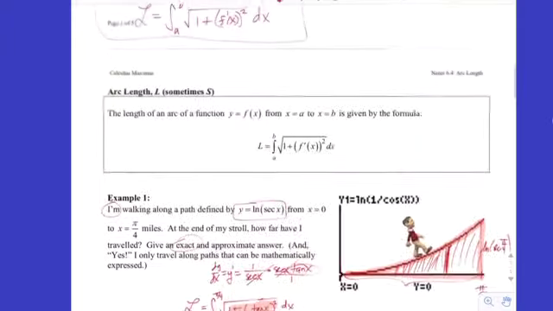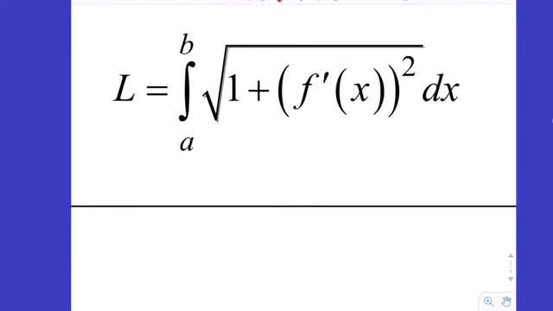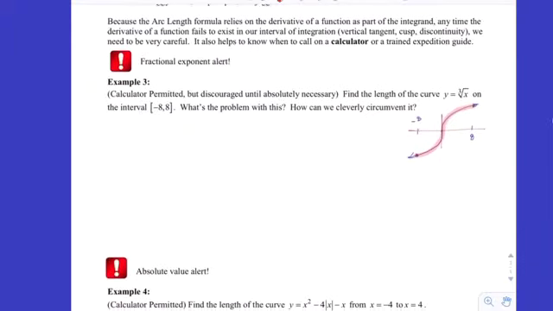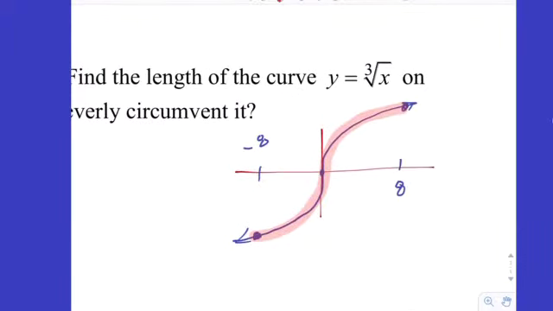So remember, our equation relies on the first derivative, okay? Or our formula relies on the first derivative. So if you were ever integrating through an interval where the derivative is undefined, like you have a cusp or a vertical tangent, it's not going to work. It's not going to work at all.